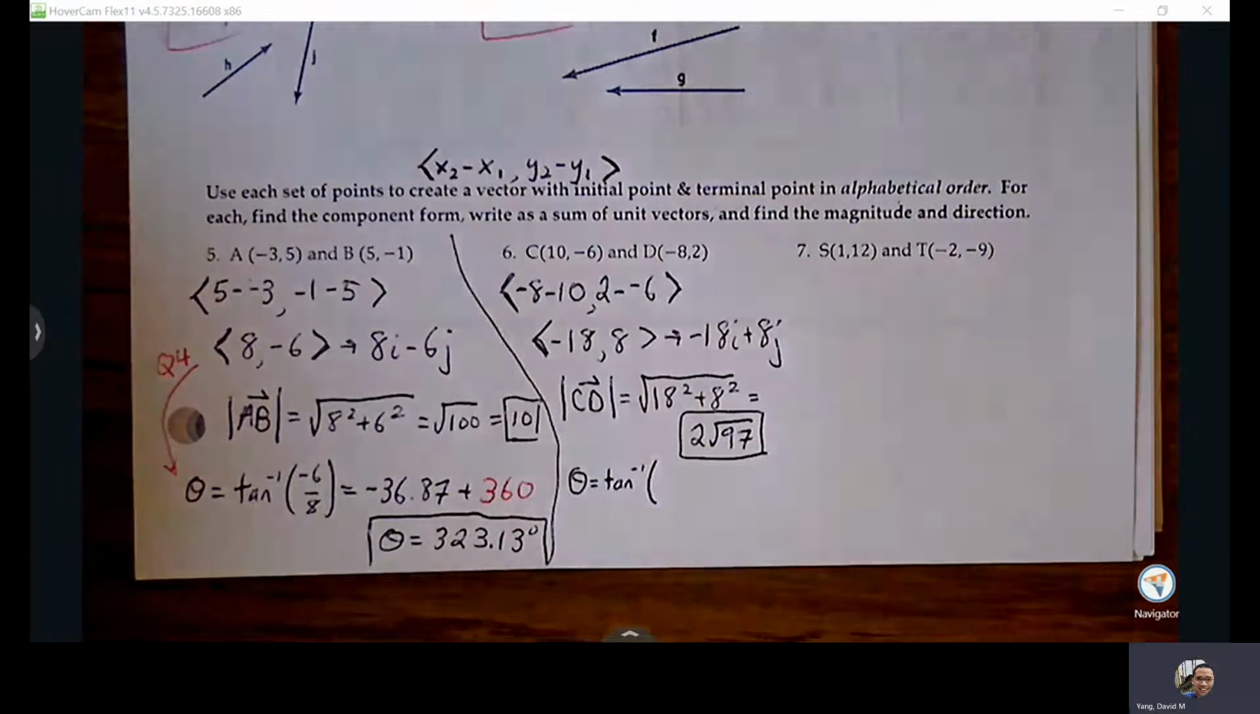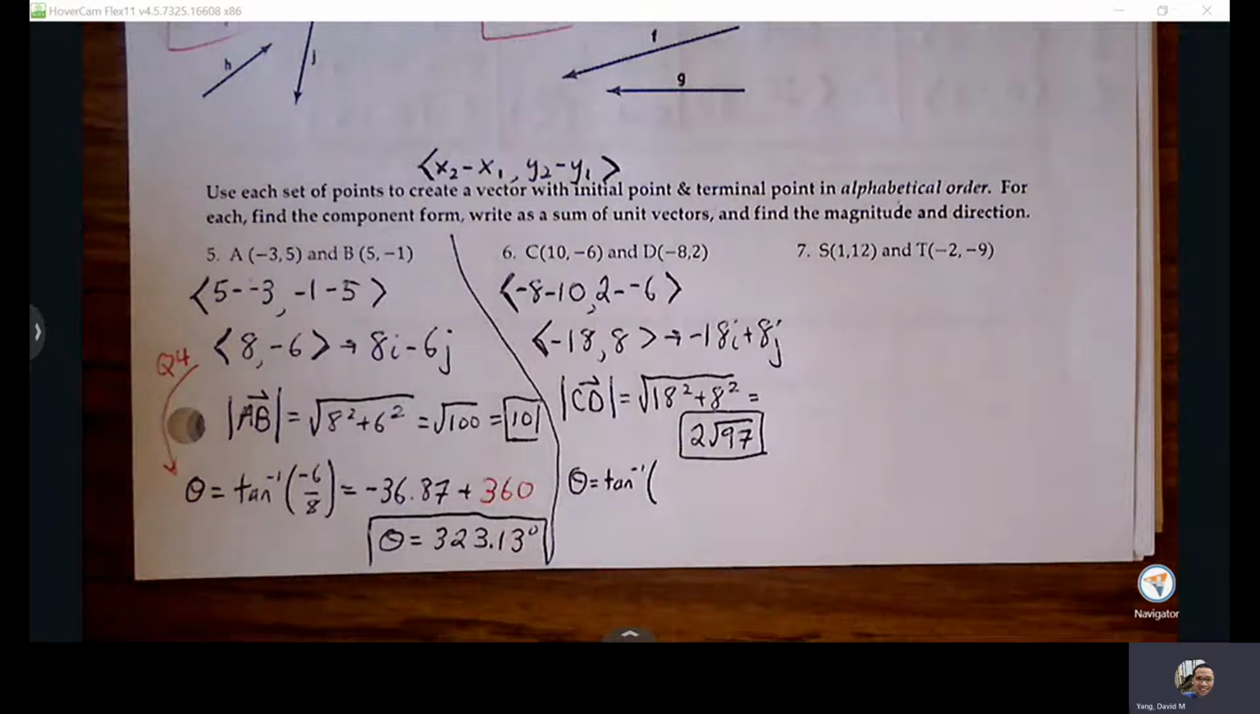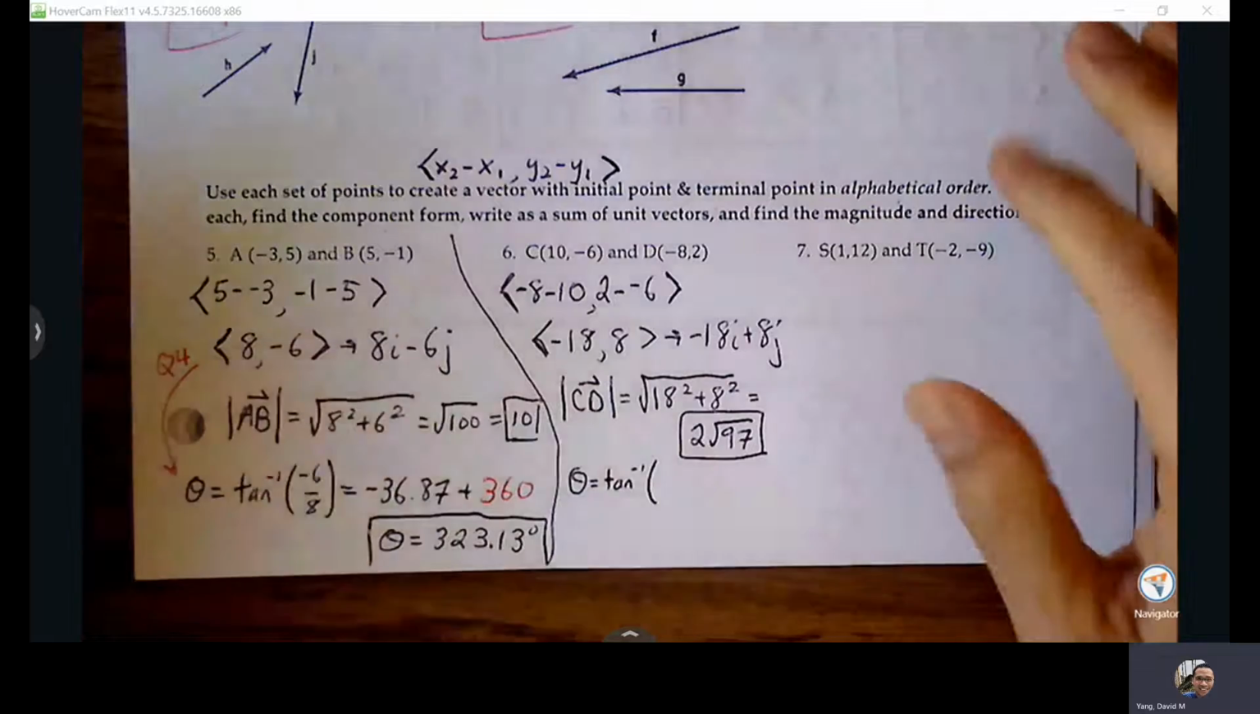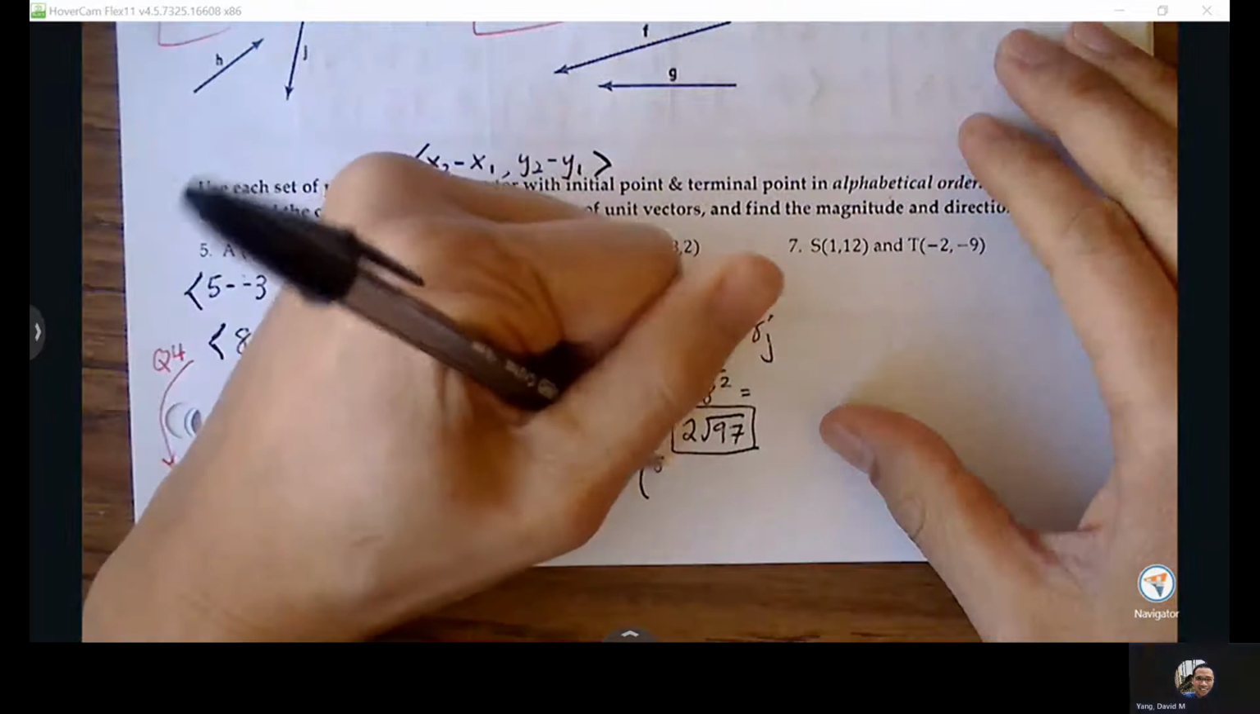Again, when you're dealing with your magnitude and your direction, you're not looking at your original vectors anymore, or original ordered pair. You're looking at your new vector, right? Only thing we care about here.